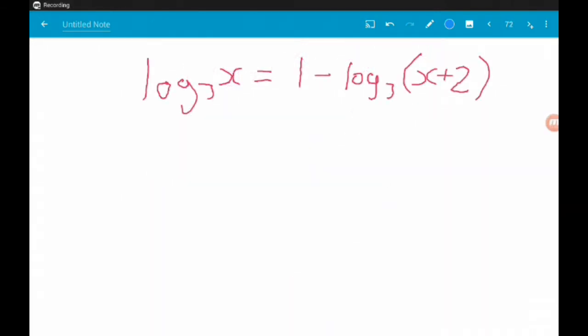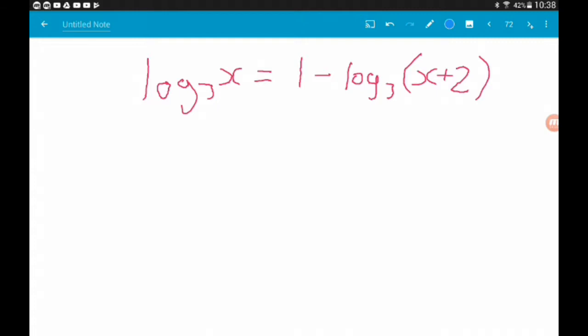Okay, slightly trickier one here. We want to solve log base 3 of x equals 1 minus log base 3 of (x + 2). So, how are we going to do this? We can't exponentiate both sides. The reason for that is because we've got a non-logarithmic term, a constant, on the right and a logarithmic term. So, what happens if we get our logs on the same side?